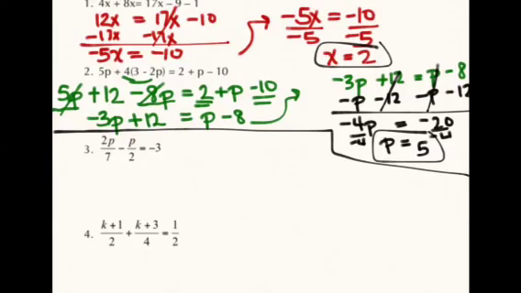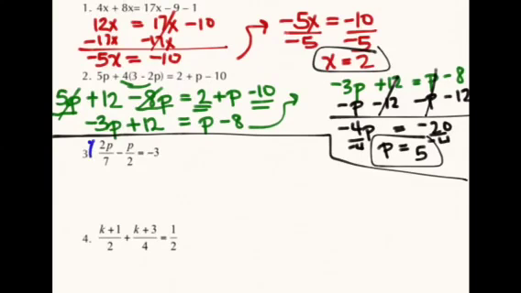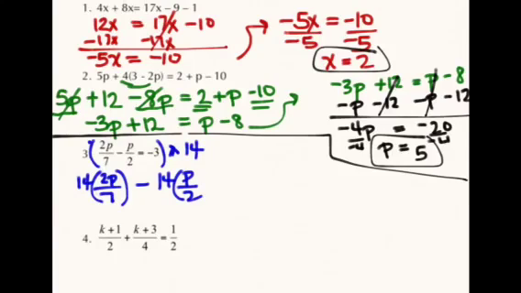So if we were to multiply by, say, 14, the 7 in the denominator would cancel, as would the 2 in the denominator. So let's multiply everything here by 14. I don't know why I just said 12, I'm sorry. You'll have 14 times 2p over 7 minus 14 times p over 2 is equal to 14 times negative 3.